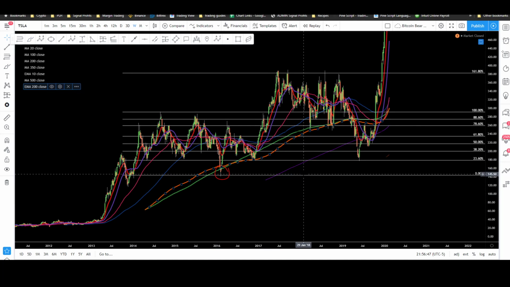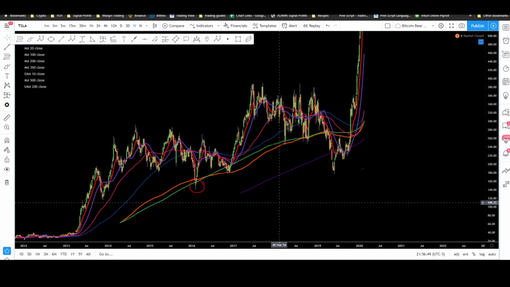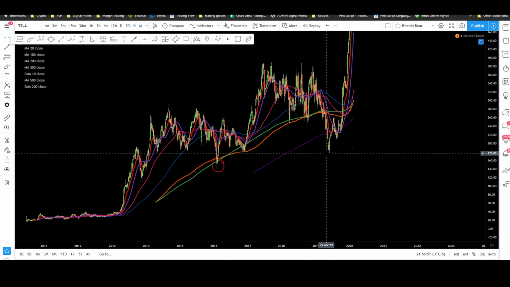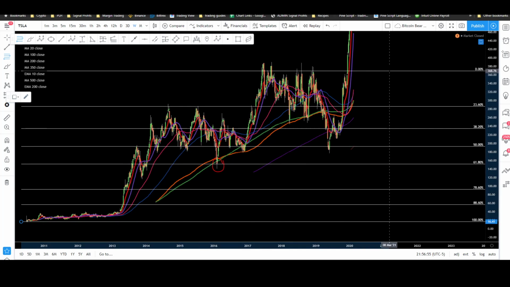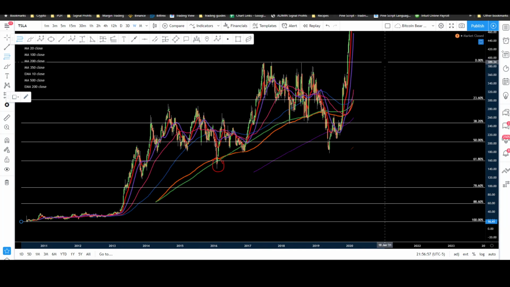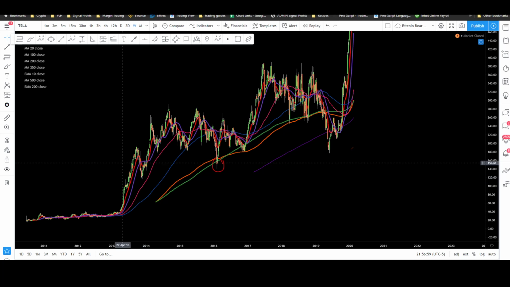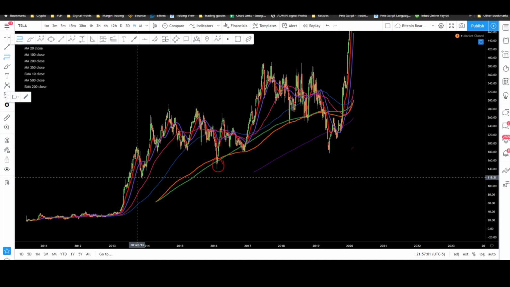Now, one of the plays that I posted on Twitter on Tesla was this pullback. So if you go from swing low, where was this at? This level, this pivot level. So the last retracement here.